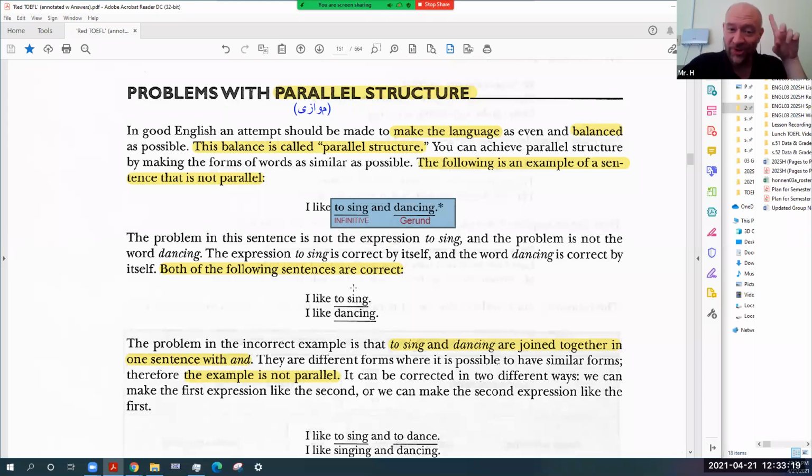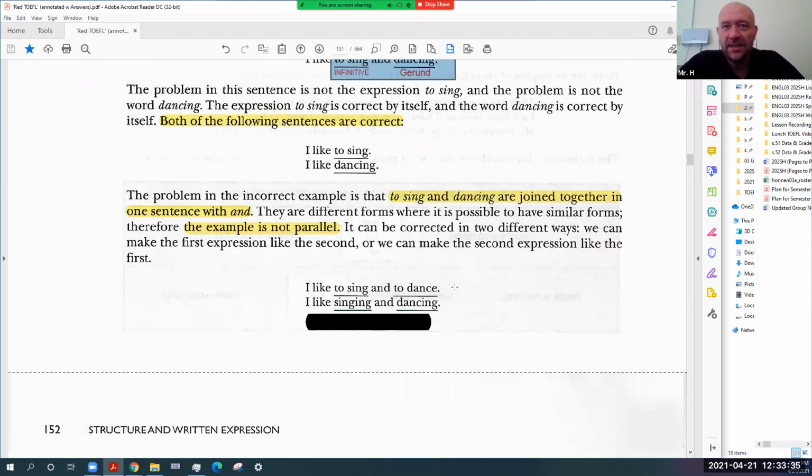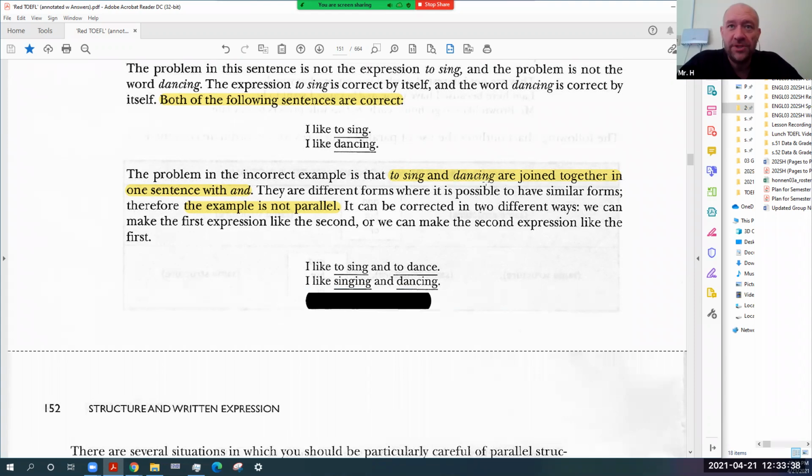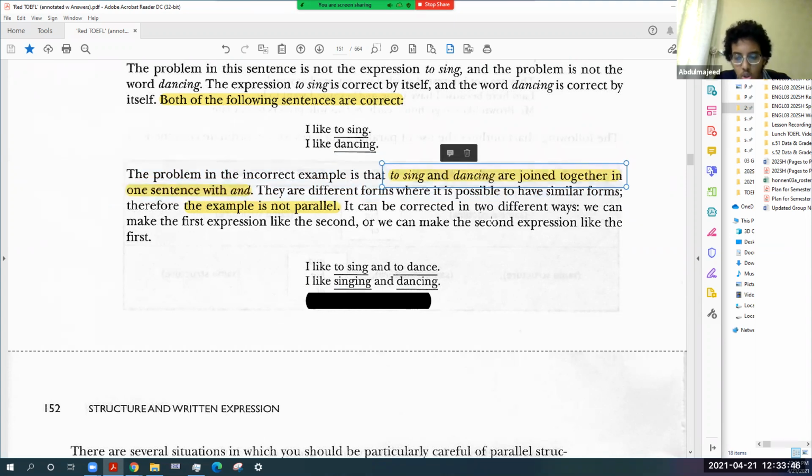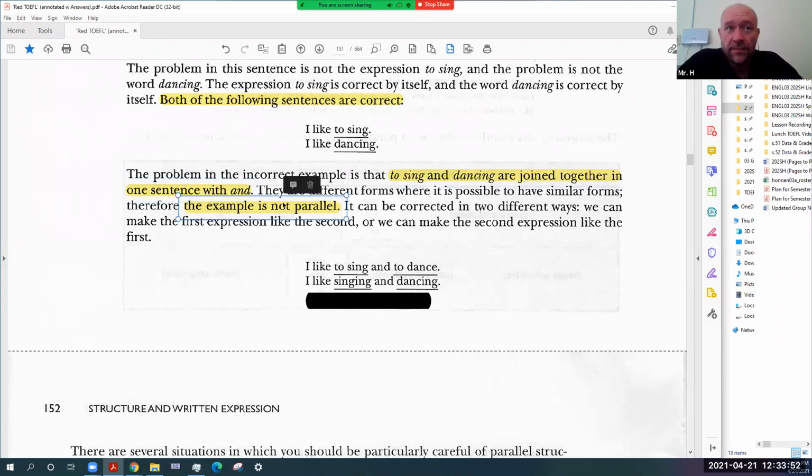And in TOEFL, they will give you questions where they put different structures, they join different structures. You have to see the problem. Not an easy thing, okay? Abdul Majid, can you read the problem here? The problem in the incorrect example is that to sing and dancing are joined together in one sentence. The example is not parallel, okay?